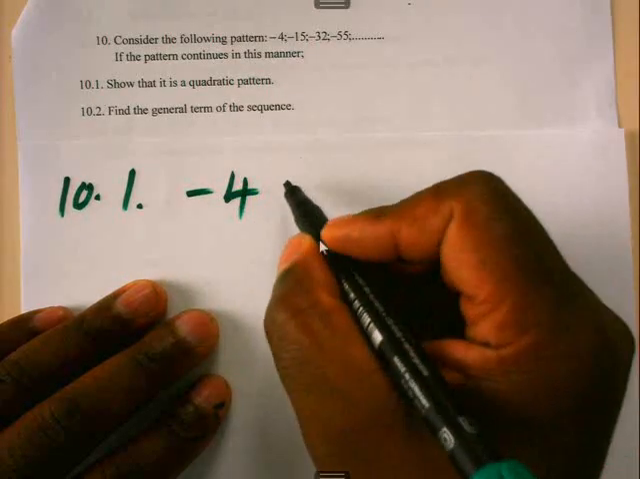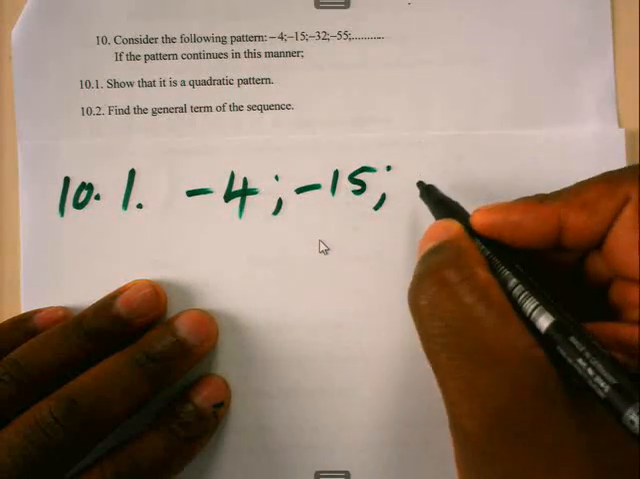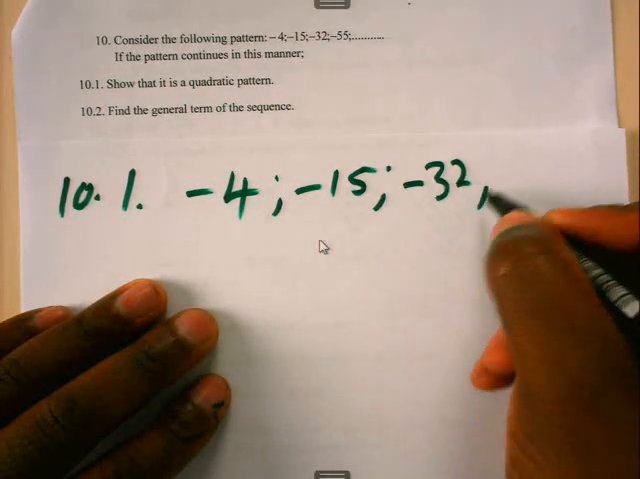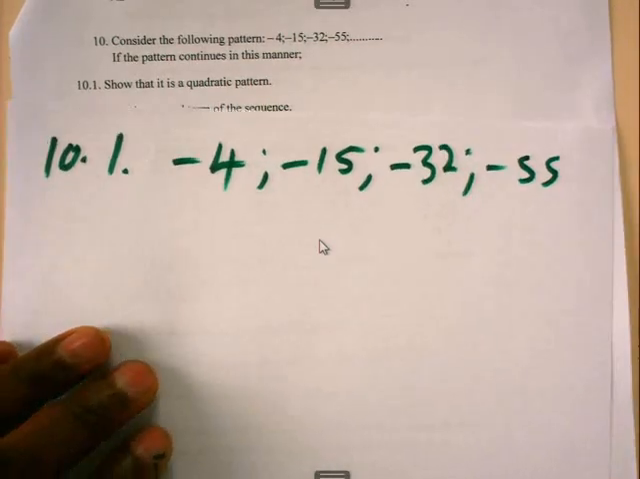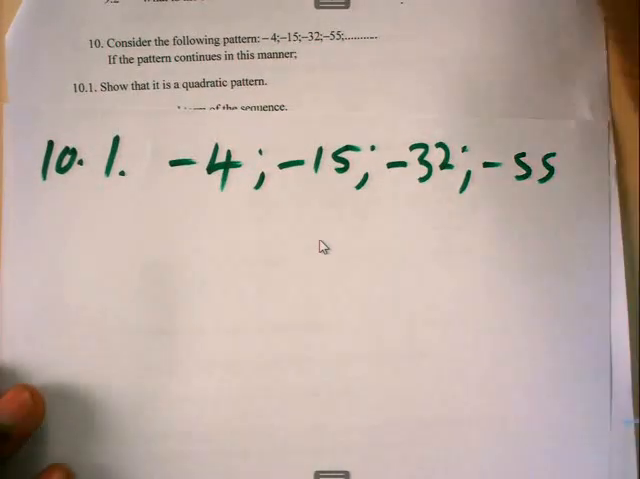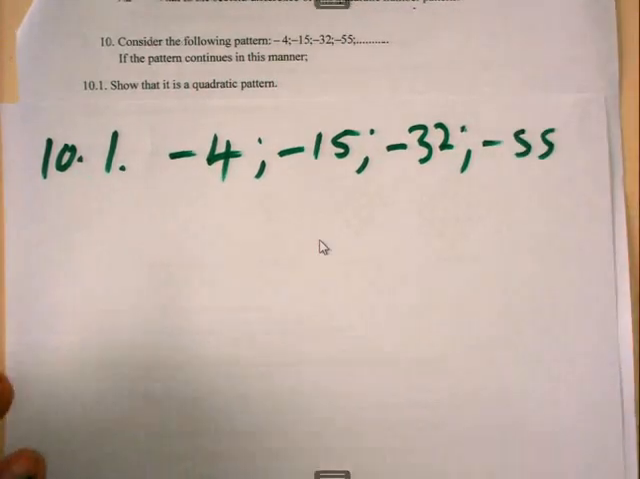Minus 4, minus 15, minus 32, minus 55. Let's determine the first difference. The question states, show that it is a quadratic number pattern. If it is a quadratic number pattern, the second difference must be common.